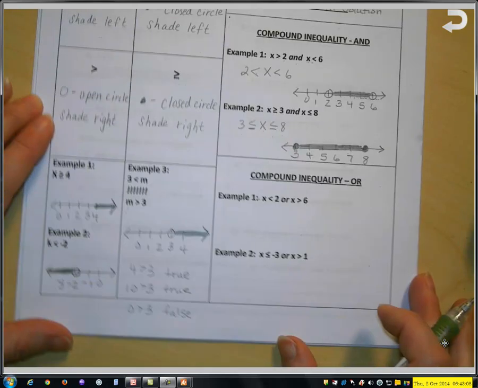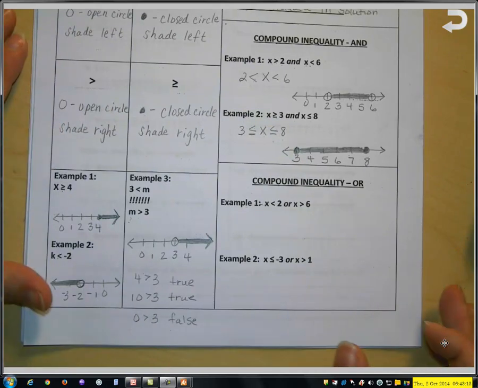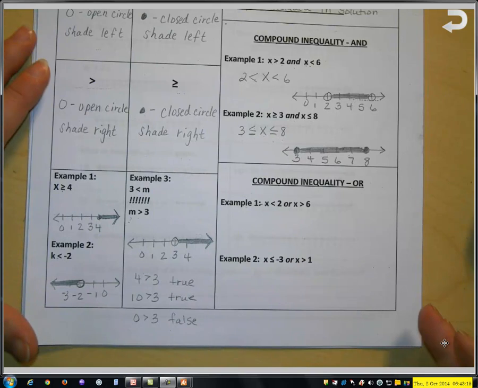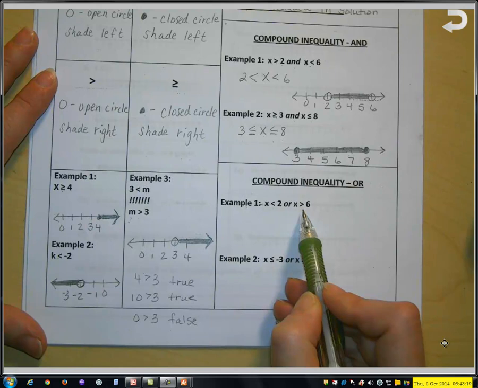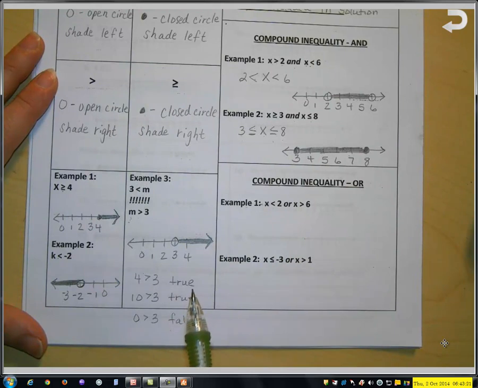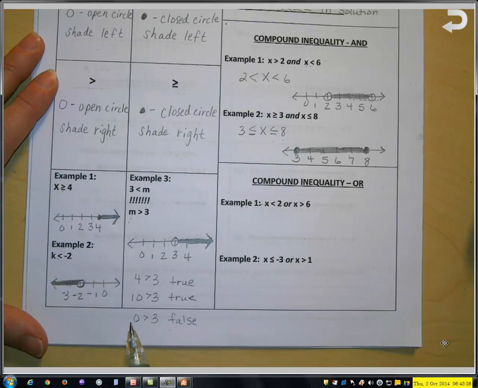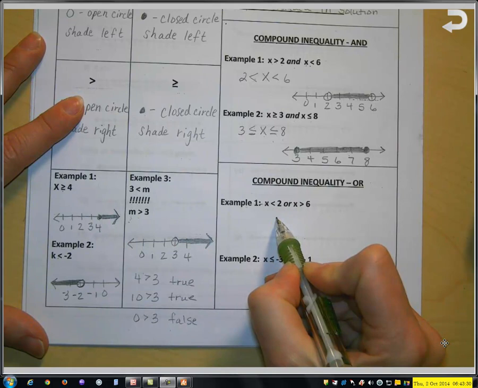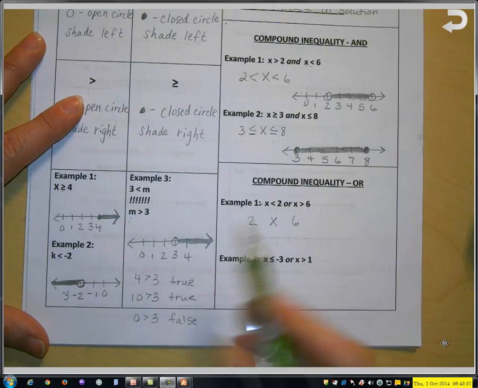Another type of compound inequality is an or. So we're going to see how that's different than an and. So x is less than 2 or x is greater than 6. We actually cannot combine these into one inequality. And let me show you why. Let's try to put the x in the middle and the 2 on one end and the 6 on the other end, like we did up here with the and.